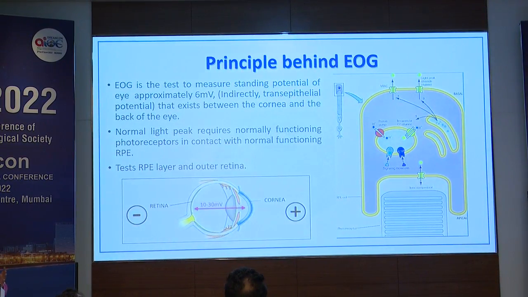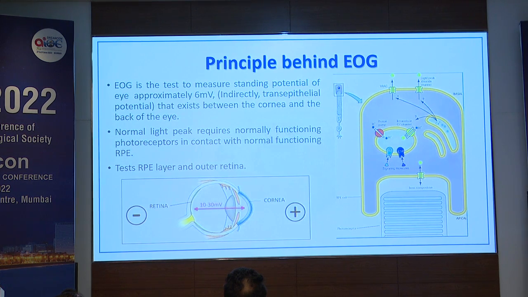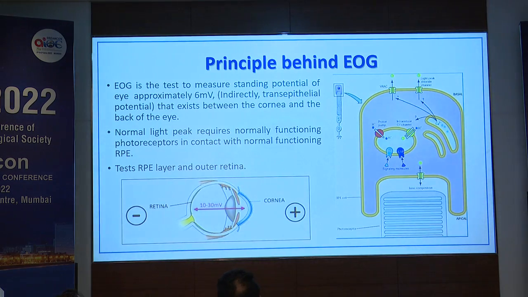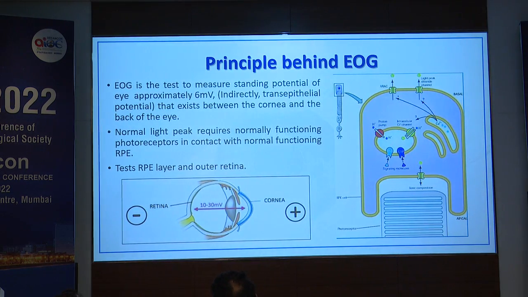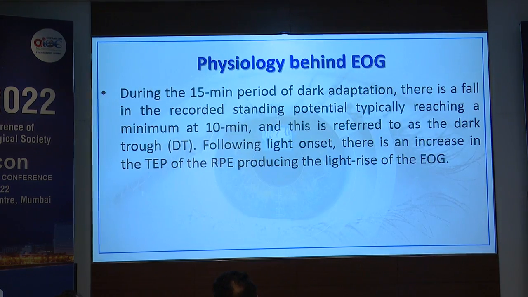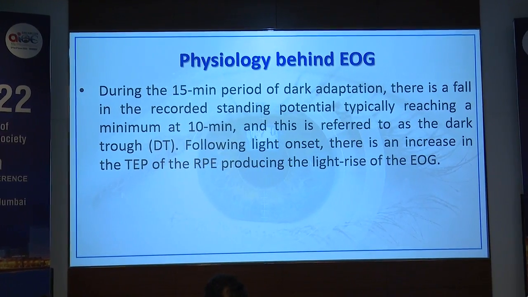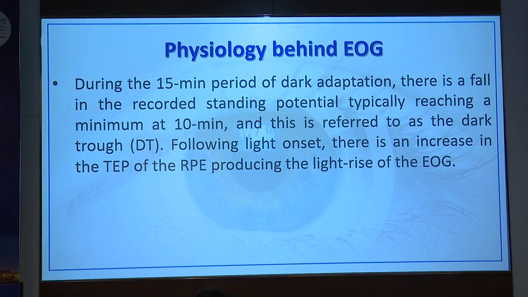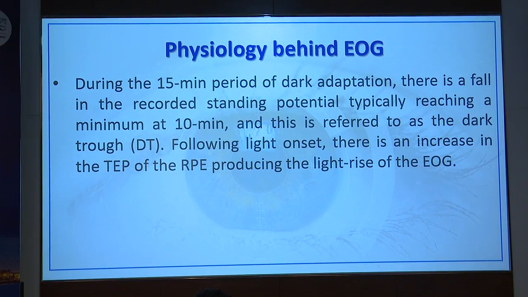What is the principle behind EOG? EOG is the test to measure the standing potential of the eye, approximately 6 millivolts, indirectly the transepithelial potential that exists between the cornea and the back of the eye. A normal light peak requires normally functioning photoreceptors in contact with a normally functioning RPE. This tests the RPE layers and outer retina. What's the physiology behind EOG? First, the pre-test requirement is that we keep the patients in a normally lit room for 20 minutes.